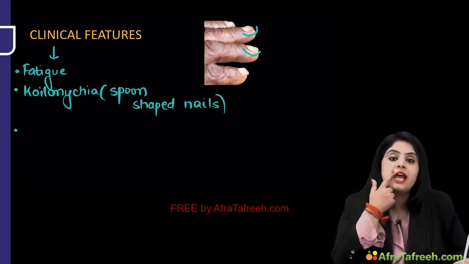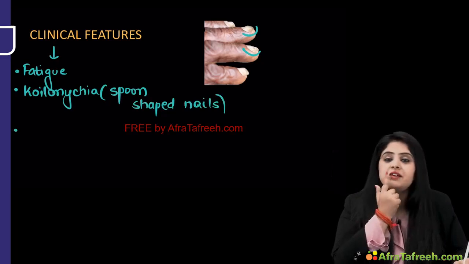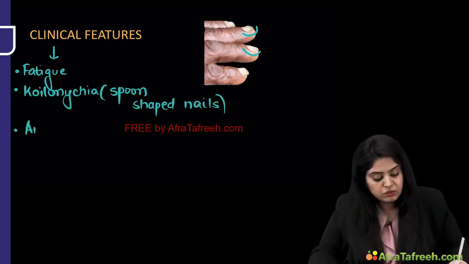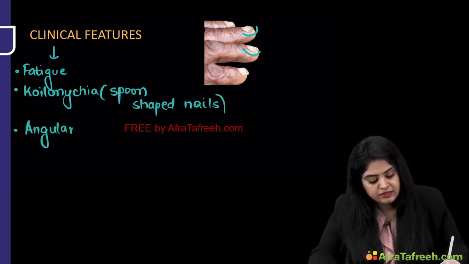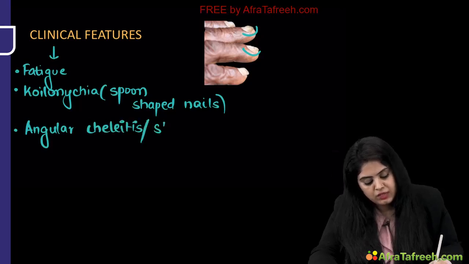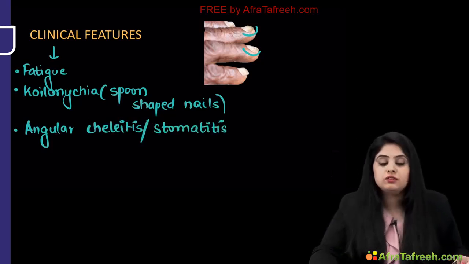Other than that, if you see the angles of their lips, they'll be very, very rough. Angles of the lips, that is known as angular cheilitis, also known as angular stomatitis.